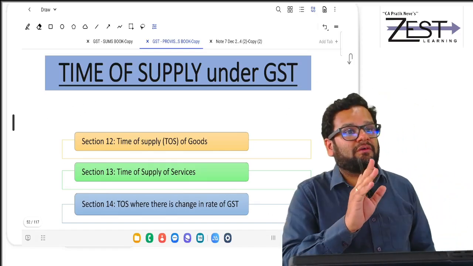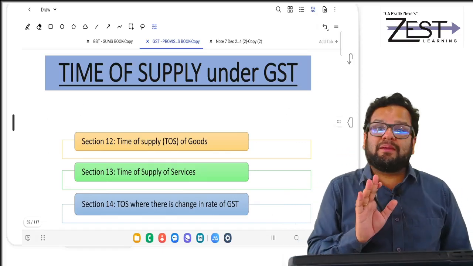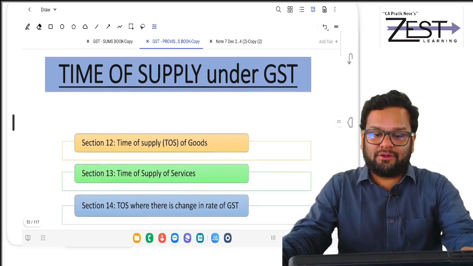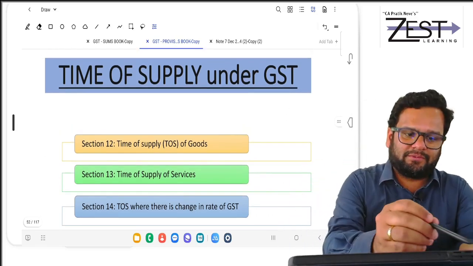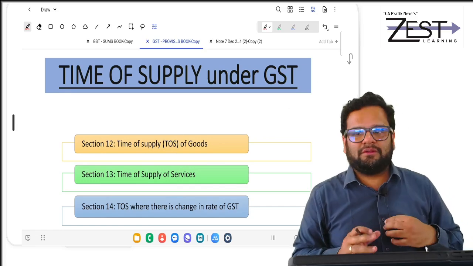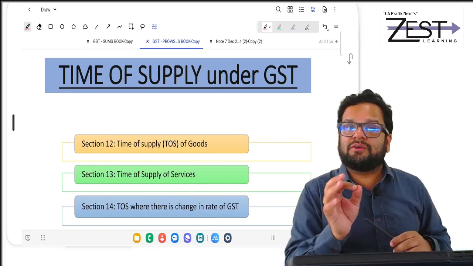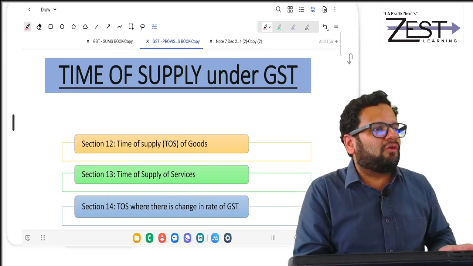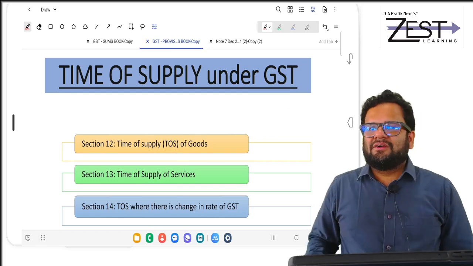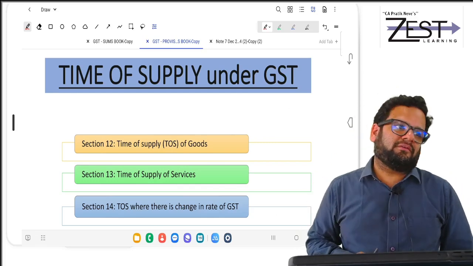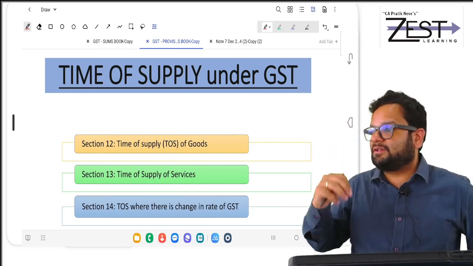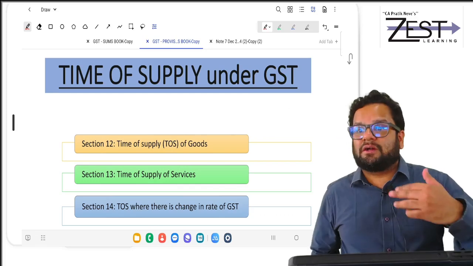In this session, our discussion will be on time of supply. We have already covered value of supply, that is section 15. Now let's focus on time of supply in this session. Maybe it will go on for the next two sessions, that is this session and the next session. Very interesting topic. From the exam perspective, the weightage is about 3 to 5 marks.